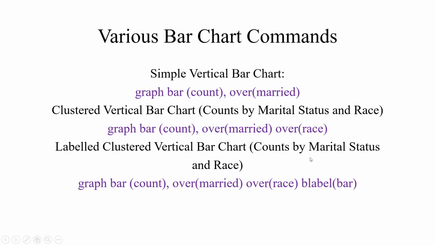Let's see the various bar chart commands. We start with a very simple vertical bar chart. The command line is graph bar count. Count, that is for the categorical data, that is a frequency counts, comma, over married. Let's run this command in STATA.